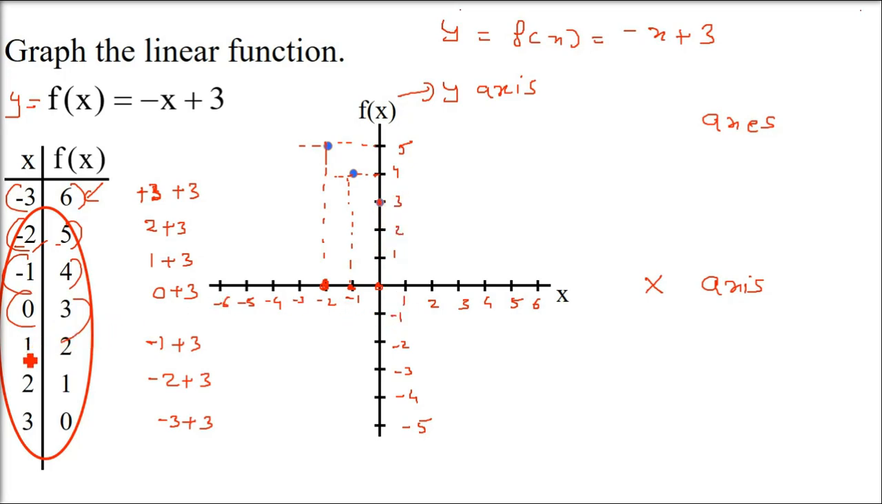x is 0, y is 3. Then 1 and 2. This is 1. x is 1, y is 2. This is the point. x is 2, y is 1. This is 2 and this is 1. This is 2, 1. Then 3, 0. x is 3, y is 0.